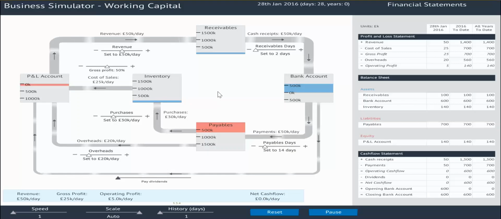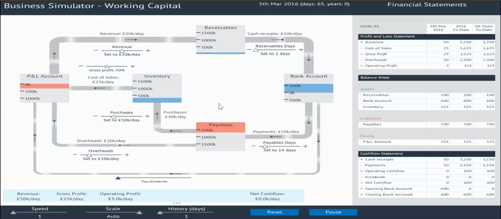So this business is now steadily building up inventory. Its receivables and payables balances are constant, and it is generating profit. But note that its net cash flow is 0, and we can see that due to the fundamental accounting equation: if these balances are constant, and this one's going up, this one must be going down. So that's exactly what's happening here. The business is generating a profit, but it's not generating more cash because it's buying more inventory than it needs.